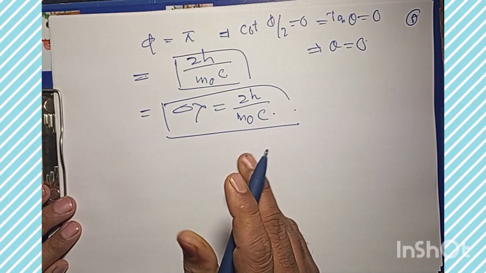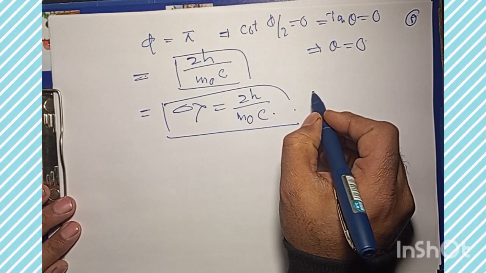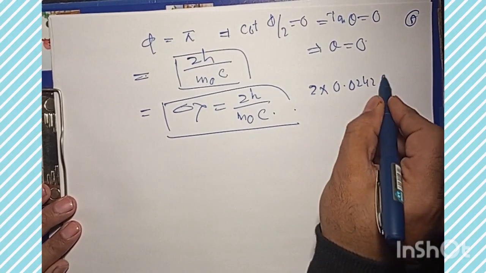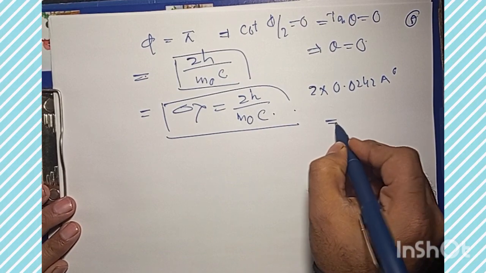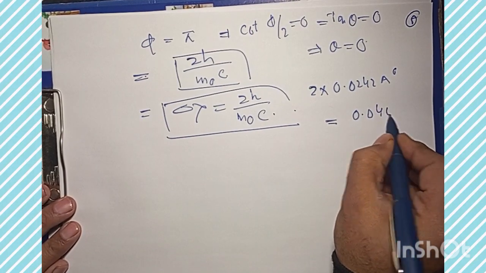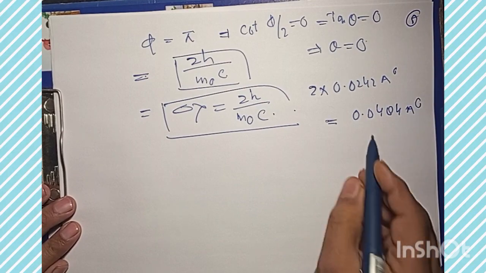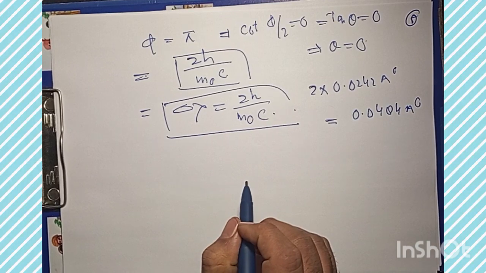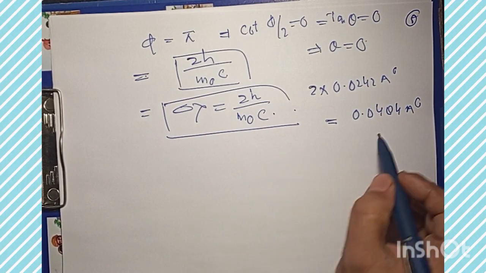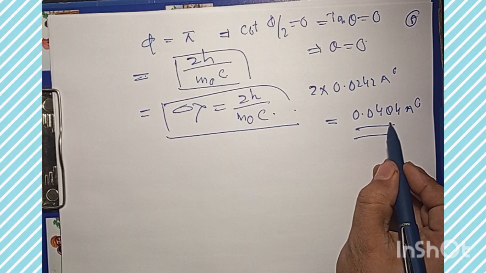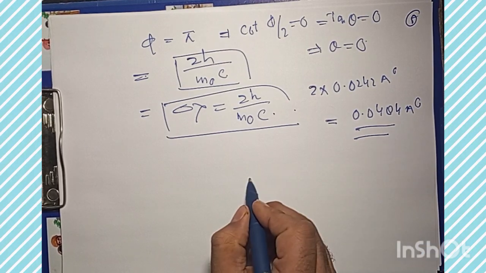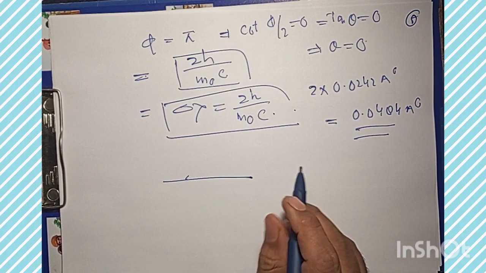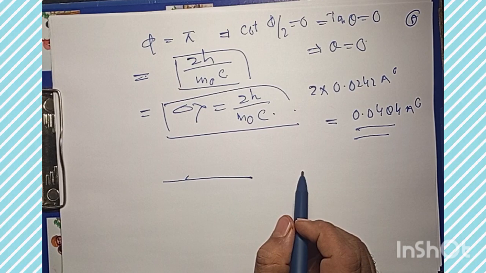All right, so what does it mean now? Its value, if we calculate, will be 2 times 0.0242 angstrom, and that will be nearly 0.0484 angstrom. So what does it mean? This means that the photon reverses its direction with a change in the wavelength equal to 0.0484 angstrom. So it's going to reverse its direction at this wavelength, while the electron moves in the direction of the incident photon.